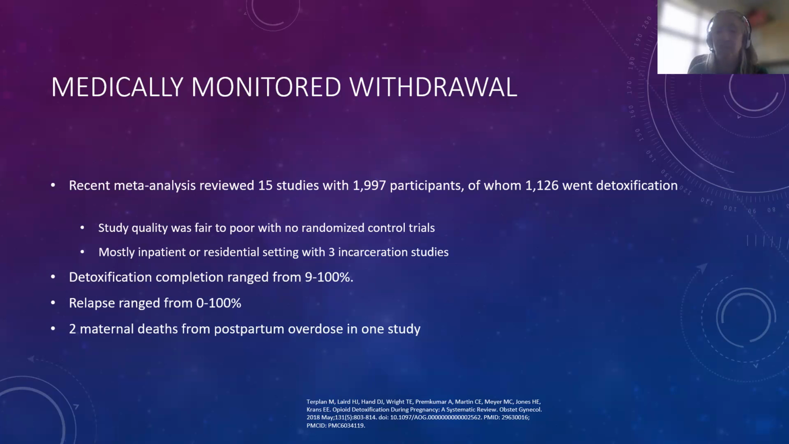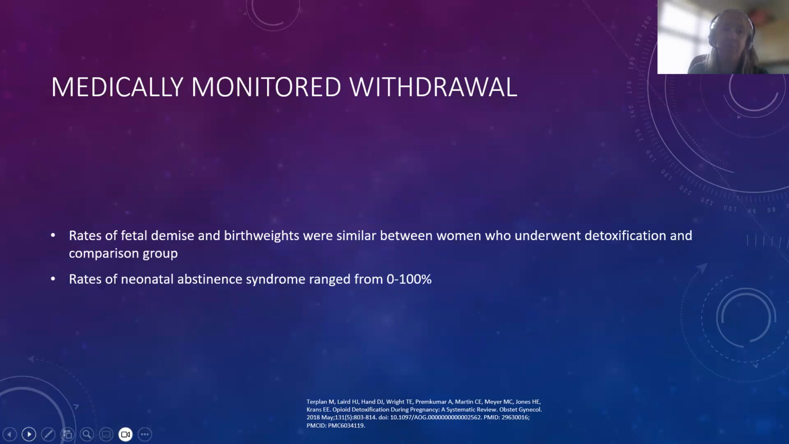There were 3 studies done in jail. And it was just nothing that you could draw a conclusion from. The detox rates ranged from 9 to 100%, relapse ranged from 0 to 100%. There were 2 maternal deaths from postpartum overdose in one study. The rates of fetal demise and birth weights were similar between the groups, and the rates of neonatal abstinence syndrome ranged from 0 to 100%.